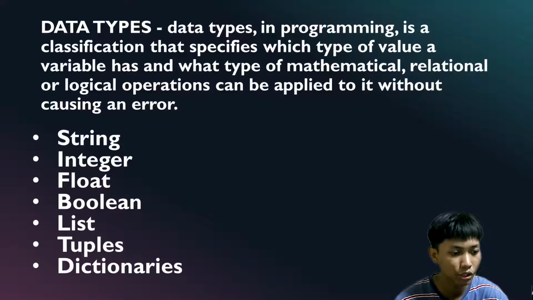And last, we have dictionary. A dictionary in Python is an ordered collection of data values used to store data values like a map, which, unlike other data types that hold only a single value as an element, holds a key-value pair. The key value is provided in the dictionary to make it more optimized.